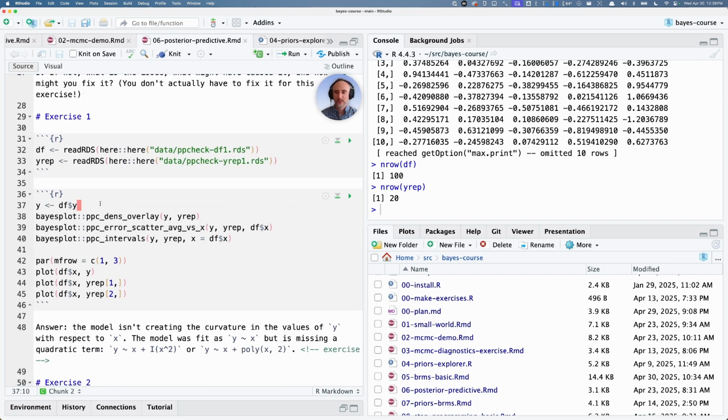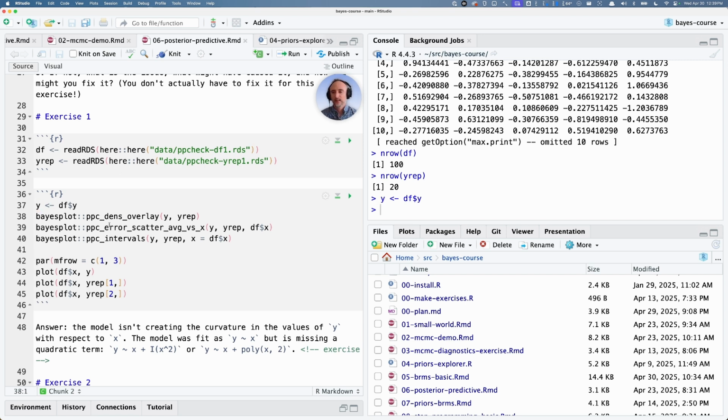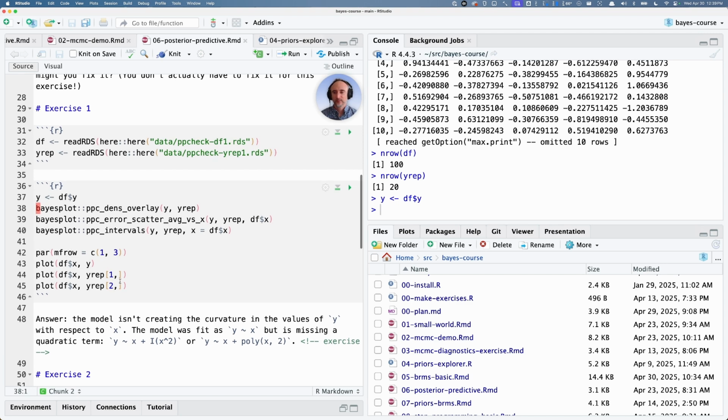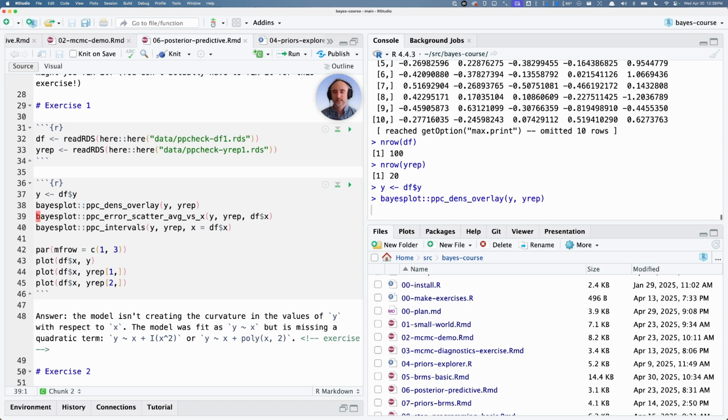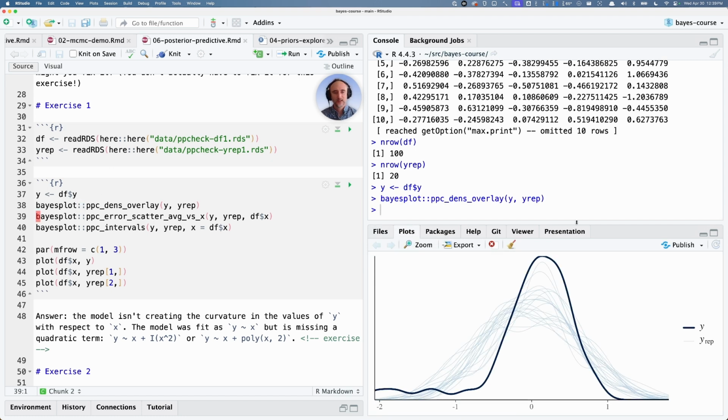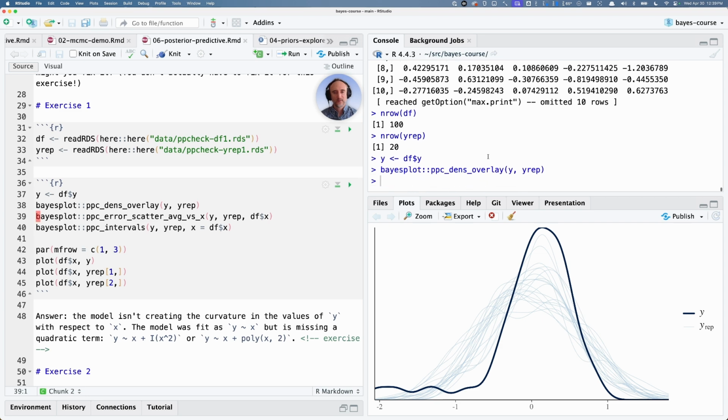So I'm going to make some plots of this. I'm going to extract my observations into a variable y. And then there are several functions for posterior predictive checking, all starting with PPC for posterior predictive check in the bayesplot package. And they all start with that, followed by an underscore, and then they have a function name. So this first one, density overlay, is a very common one, and we saw this in the slides.